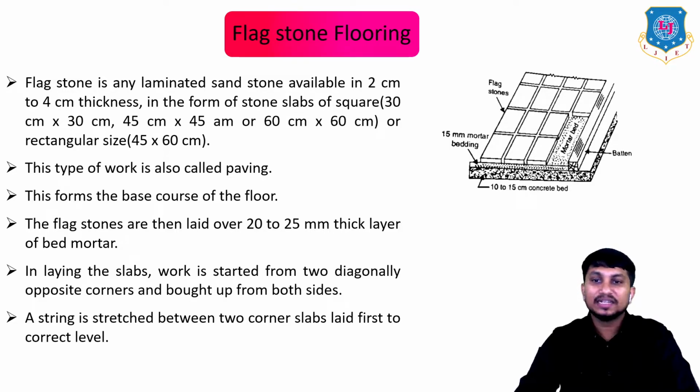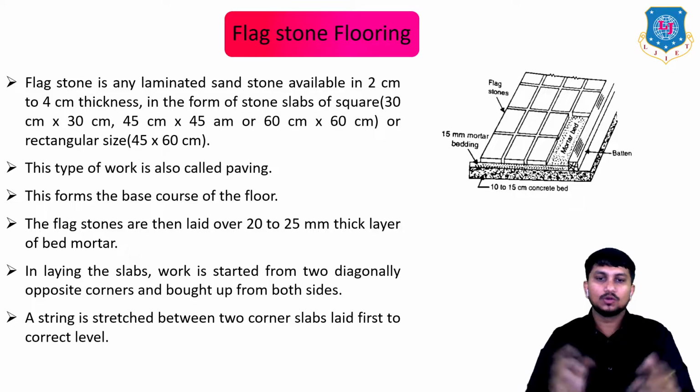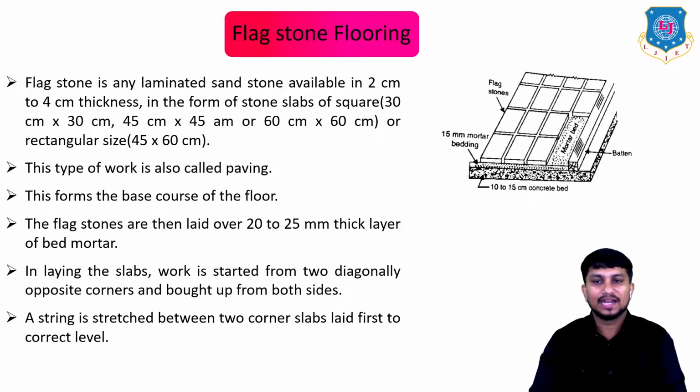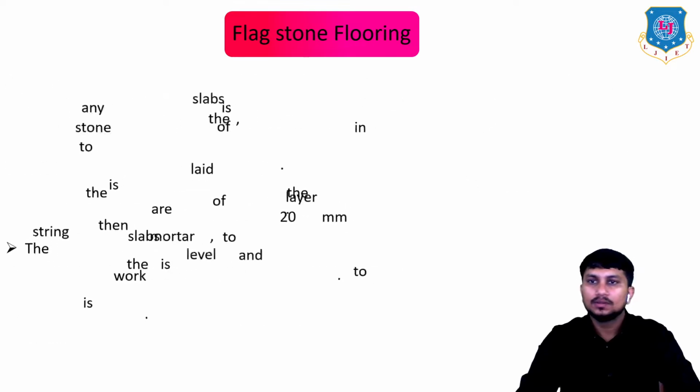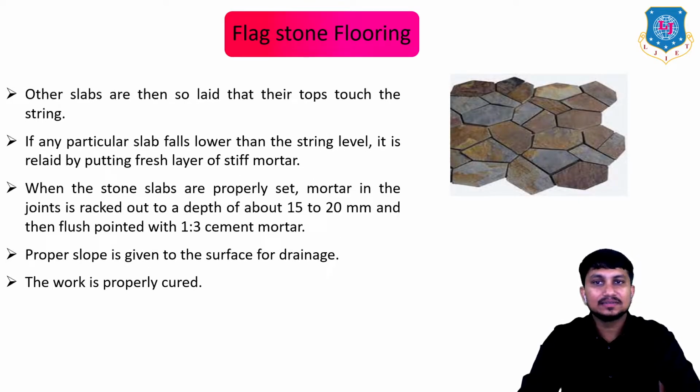The flagstones are then laid over 20 to 25 mm thick layer of mortar. In laying the slabs, work is started from two diagonally opposite corners and brought up from both sides. A string is stretched between two corner slabs laid first to correct the level. Other slabs are then so laid that their tops touch the string. If any particular slab falls lower than the string level, it is relaid by putting a fresh layer of stiff mortar.